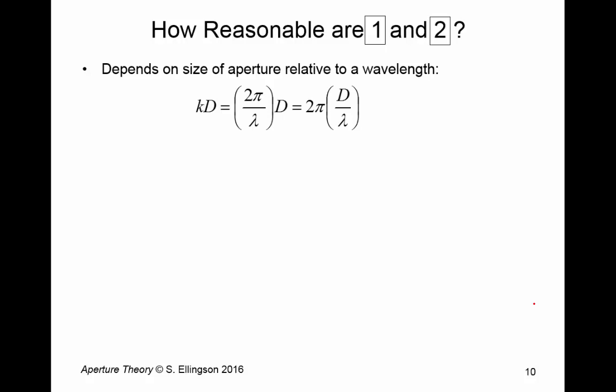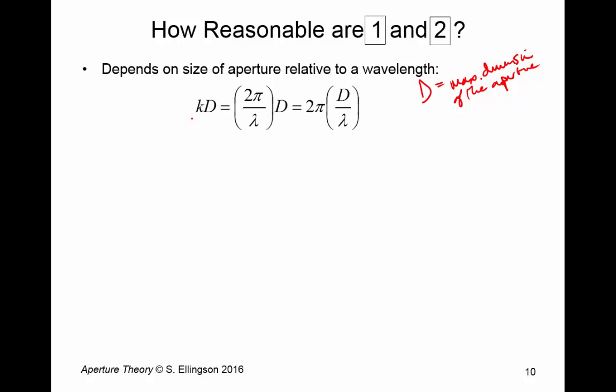Now, how reasonable are those assumptions, 1 and 2? Well, this depends on the size of the aperture relative to a wavelength. Let's say D is the maximum dimension of the aperture. So for example, if we have a circular aperture, D is the diameter. If we have a square aperture, D is the side length. That definition really isn't critical, but just to give you some idea.